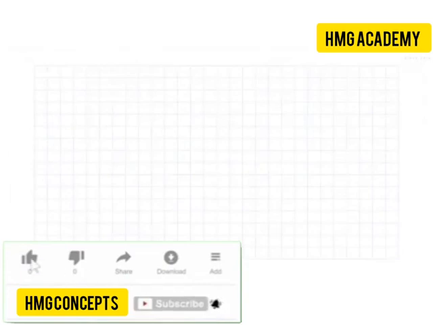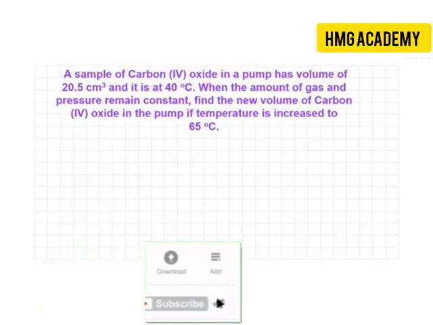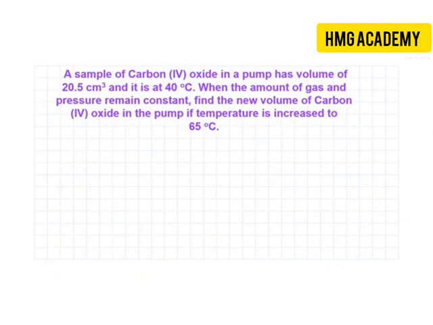So let's take an example. A sample of carbon 4 oxide in a pump has a volume of 20.5 cm3 and a temperature of 40 degrees Celsius. Find the new volume of carbon 4 oxide in the pump if temperature is increased to 65 degrees Celsius.